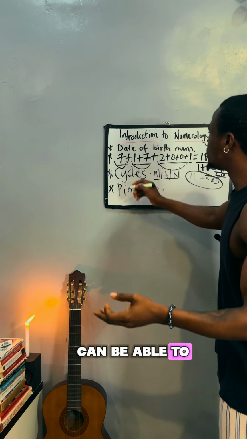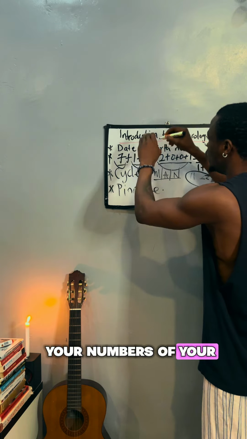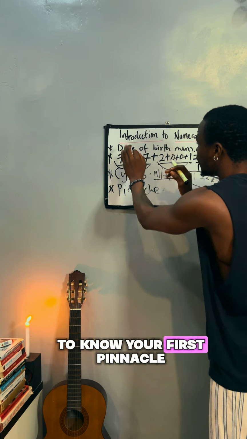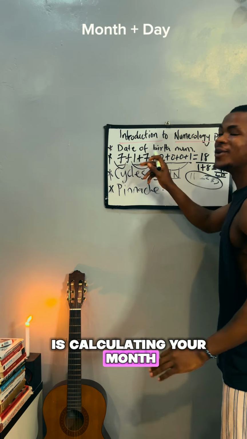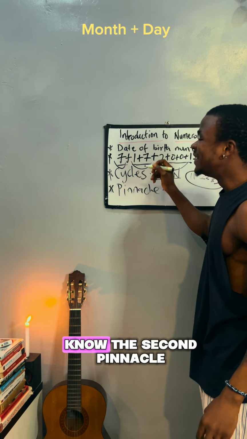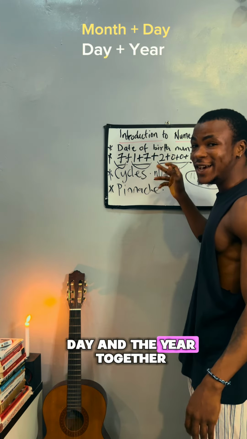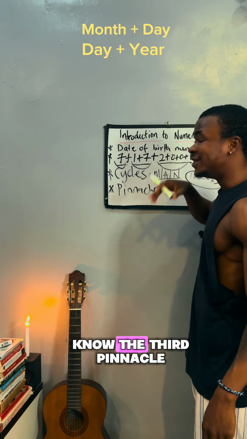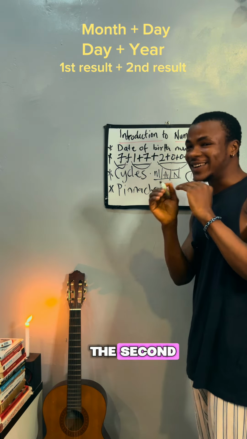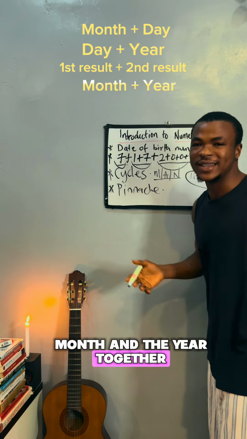And how you can calculate your pinnacles is through calculating the numbers of your date of birth together. If you want to know your first pinnacle, you calculate your month and your day together. The second pinnacle is by calculating the day and the year together. The third pinnacle is by calculating the result you got from the first and the second together. And the last pinnacle is by calculating the month and the year together.